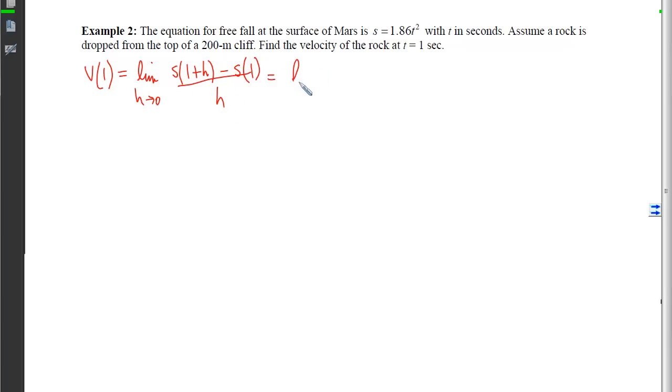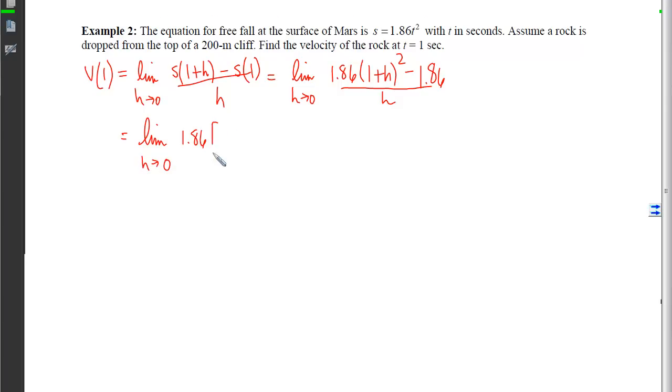If I plug 1 plus h into that function, I end up with 1.86 times the quantity 1 plus h squared, minus, if I plug a 1 in, I just get 1.86. And on the bottom, I still have that h. h equaling 0 is an issue, so I better be able to fix it by multiplying out the top. If I do so, I can see that 1.86, I don't want to mess with it, so I'm just going to factor it out. I'll have 1 plus 2h plus h squared minus 1 if I factored it.